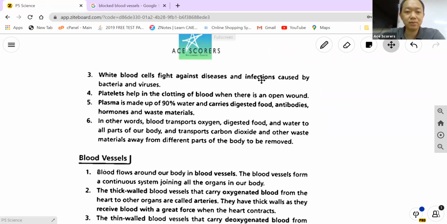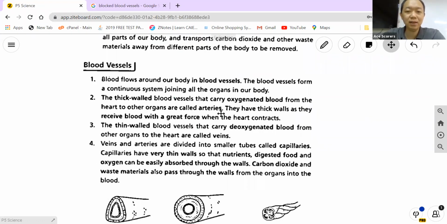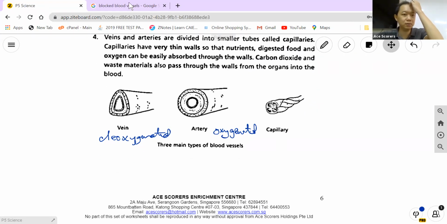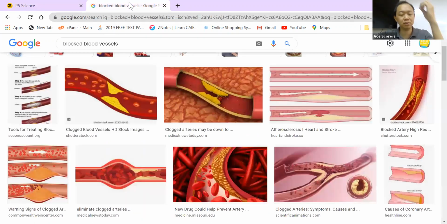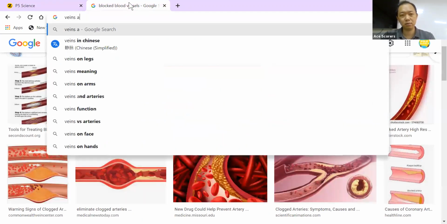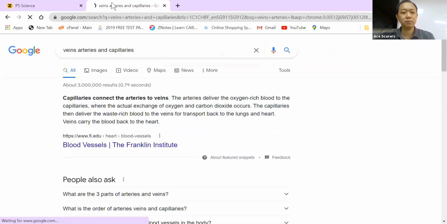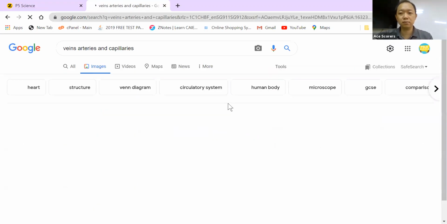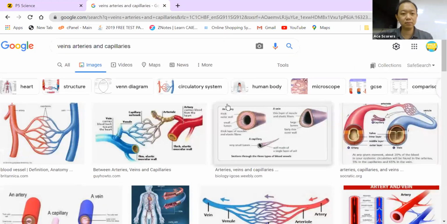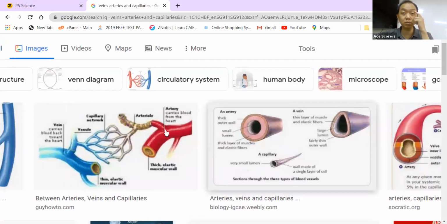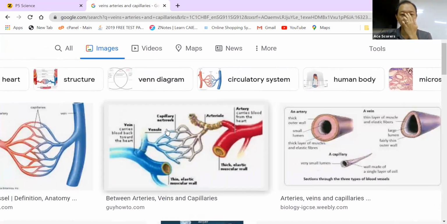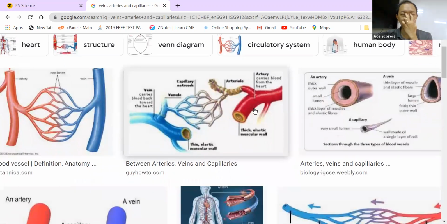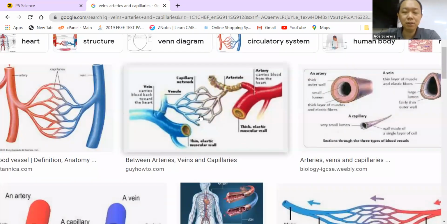Okay, blood vessels. So three types, right? Veins, arteries, and capillaries. Let's see a picture of veins. All right, they look like that. Veins are usually bluish green in color. Artery is much bigger, red in color. And in between are all the tiny little capillaries. Next.